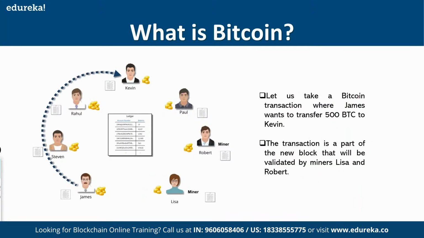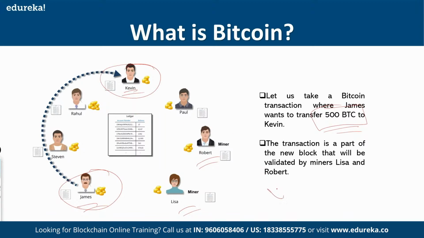Let me say that if I want to transfer some amount of Bitcoin, where James wants to send some Bitcoins to Kevin, let's say 500 Bitcoins. So now what is going to happen? As I said, there are miners. In this case, Robert and Lisa are the miners. Miners will go ahead and verify this transaction, whether James really has those 500 Bitcoins or not, and whether Kevin will be able to receive the transfer appropriately or not.